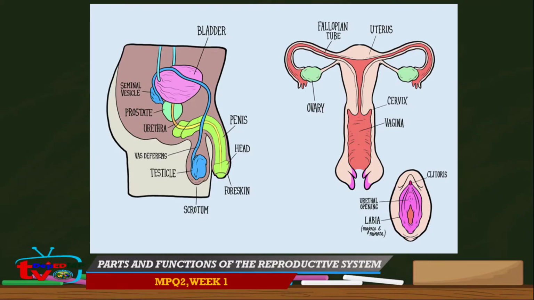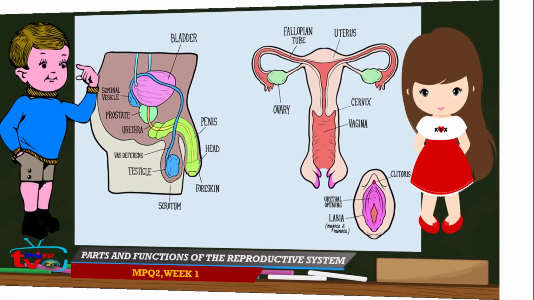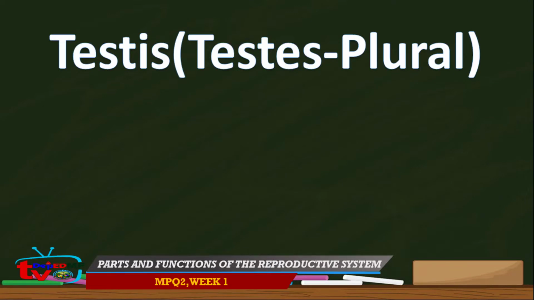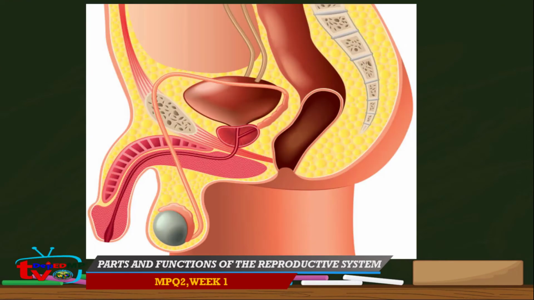In this picture, we can see a reproductive organ of a male and a female. Reproductive organs of both male and female have many parts and functions. So, let's proceed to the male reproductive system. First part is the testis. Testis produces sperm cells and secretes the male sex hormone, otherwise known as the androgen and the testosterone. In this picture, testis is located here.